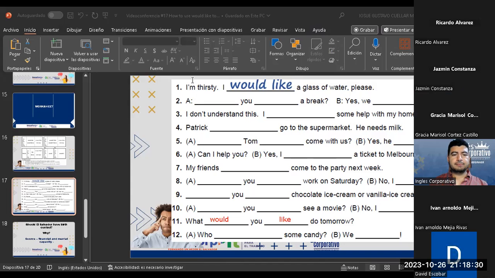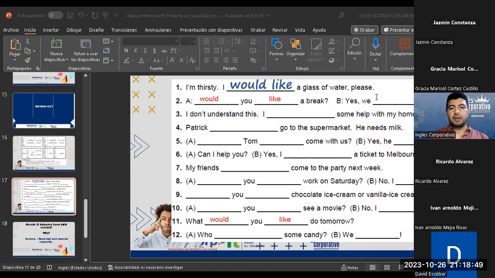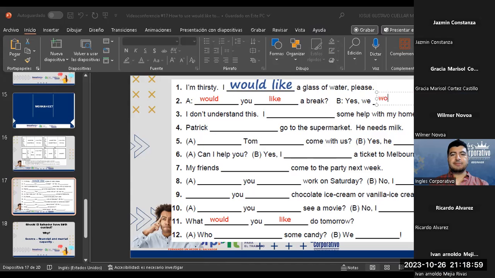No estoy tan segura, pero la number two. Would you like a drink? A drink. La respuesta es yes. Ahí me quedó duda. ¿Cuál es el auxiliar que estamos utilizando? Would. I would. Yes, we would. Thank you. Gracias. Your turn.